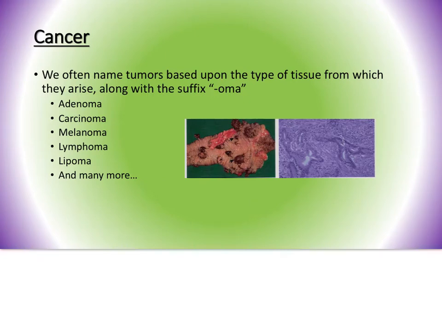Melanoma is a cancer of the melanocytes, which are your skin cells, or some of your skin cells. So melanoma would be a type of skin cancer. Lymphoma is a cancer of your lymphatic system, or your lymph and lymph nodes. Lipoma, right? We've seen that LIP before, lipid. So a lipoma is a tumor that develops from fat tissue. And there's just tons of other names out there that you're going to see in your research. A couple pictures here. This one on the left is actually a section of colon taken out of a person.